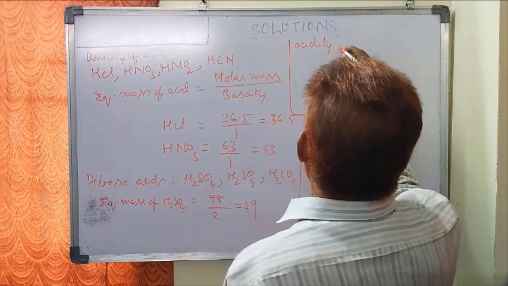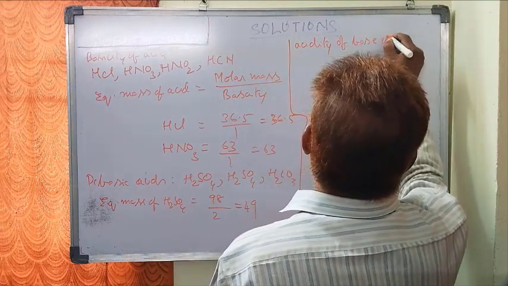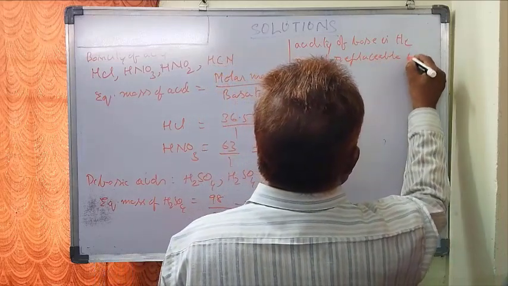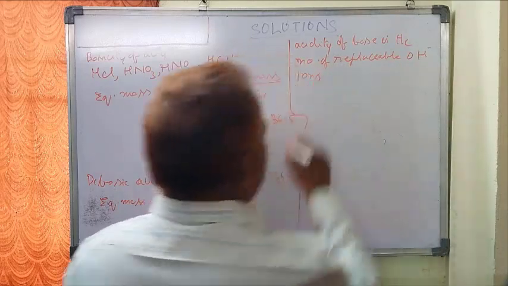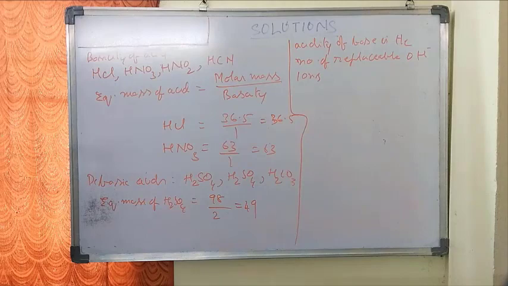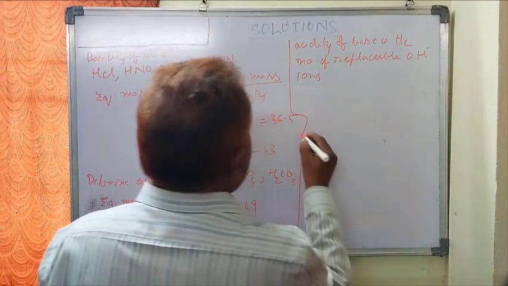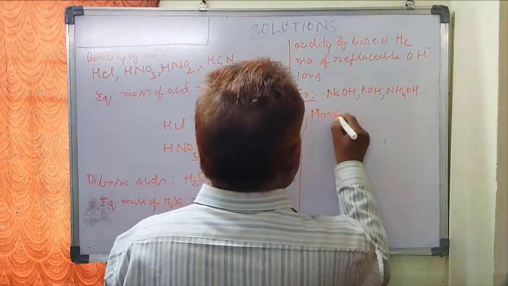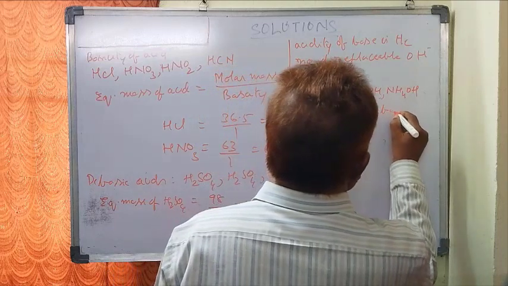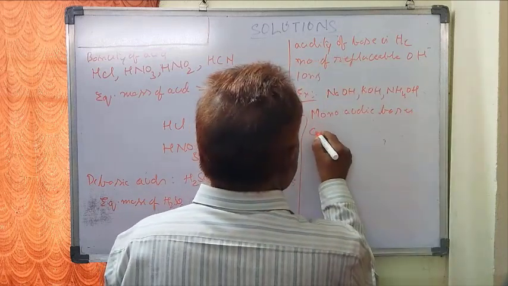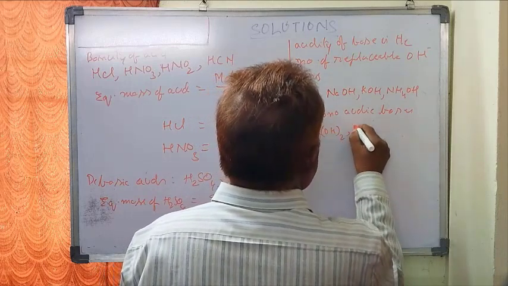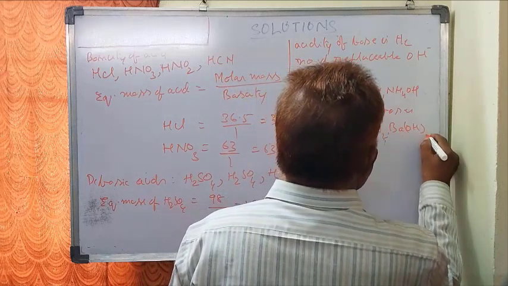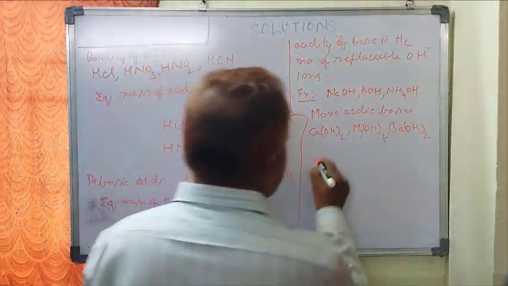In the same manner, acidity of base. Let us discuss acidity of base. Acidity of a base is the number of replaceable OH minus ions. NaOH, KOH, NH4OH, all these are referred to as monoacidic bases. In the same manner, Ca(OH)2, magnesium hydroxide Mg(OH)2, barium hydroxide Ba(OH)2, all these are diacidic bases.